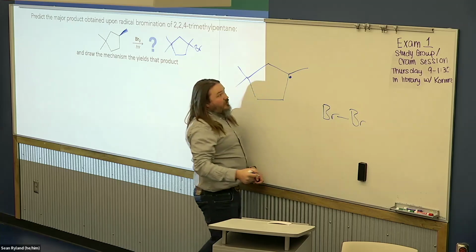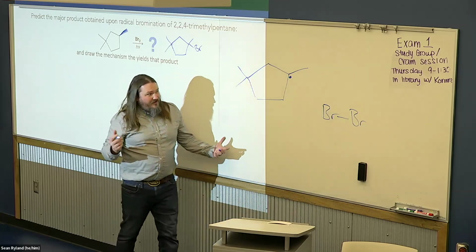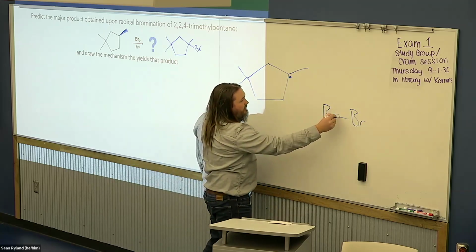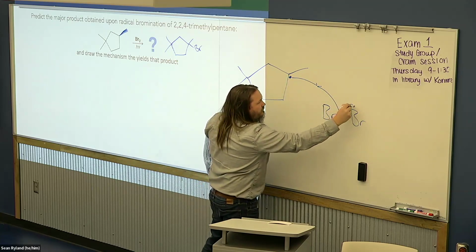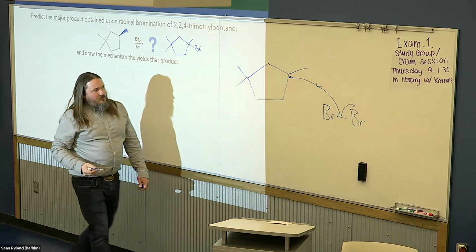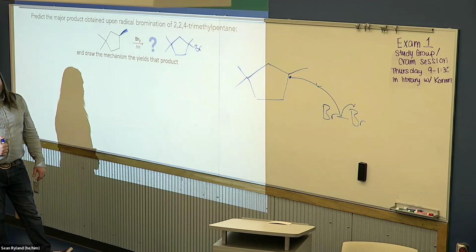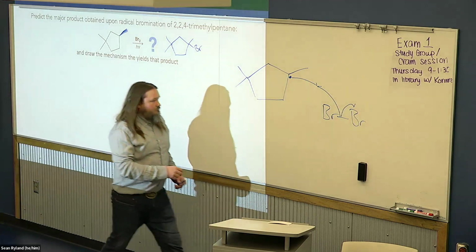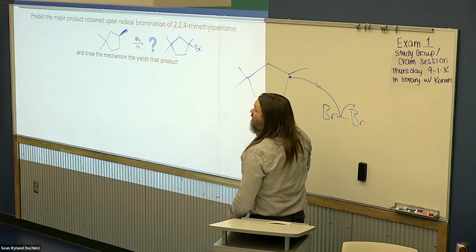So remember, these are not nucleophilic attacks. These are free radical attacks, so they always look a little bit different. Yeah, something like that, and it doesn't matter whether that bromine is on top or bottom. We're going to get an even combination of both. No, so we'll draw the whole thing.